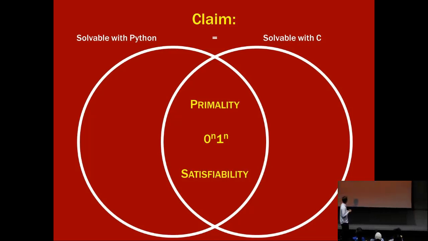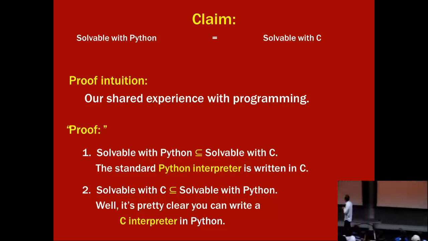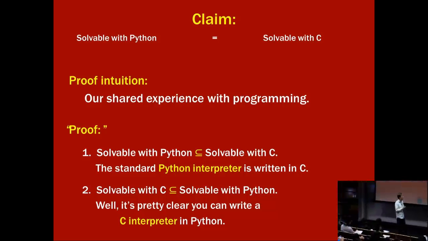So here's the intuition for this proof. One intuition for it is our shared experience in programming, and I'm going to actually appeal to this a little bit throughout the class. I could just say there doesn't seem to be anything that you could do in Python that you couldn't write in C and vice versa. That's just an intuition, though. Let's go to a proof of this claim.